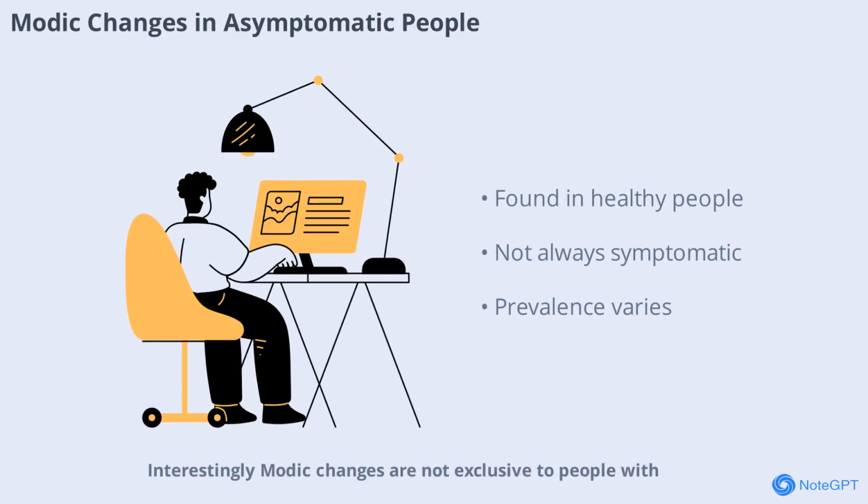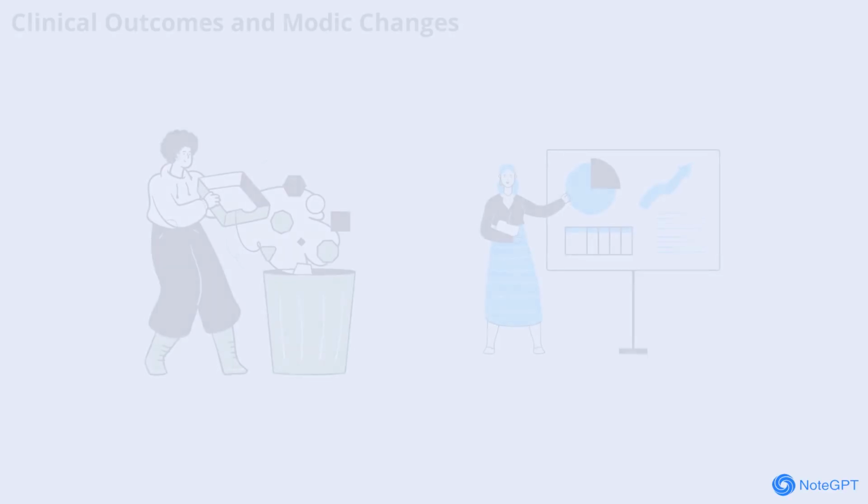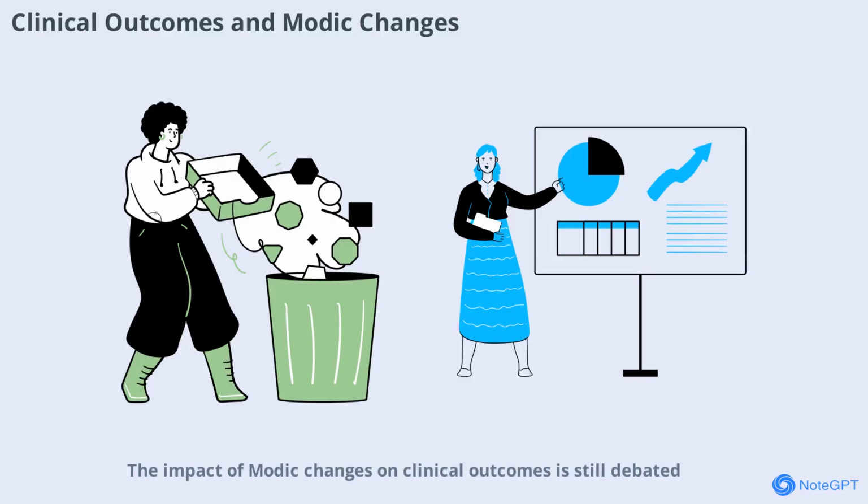Interestingly, Modic changes are not exclusive to people with back pain, they can also be found in asymptomatic individuals. Prevalence rates in healthy populations range from 0.5% to nearly 50%, suggesting that Modic changes alone do not always cause symptoms. The impact of Modic changes on clinical outcomes is still debated. Some studies suggest that their presence may predict slower recovery after certain spinal surgeries, while others find no significant effect. This uncertainty underscores the need for individualized patient assessment.